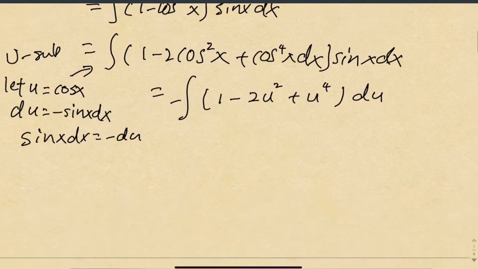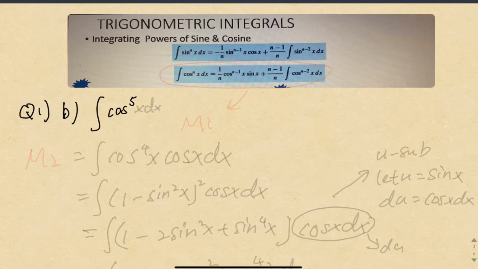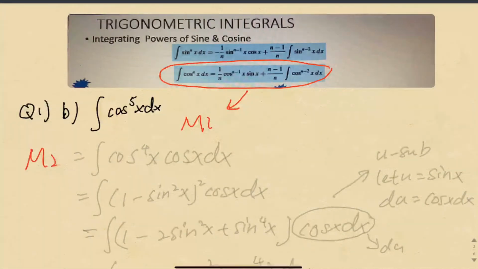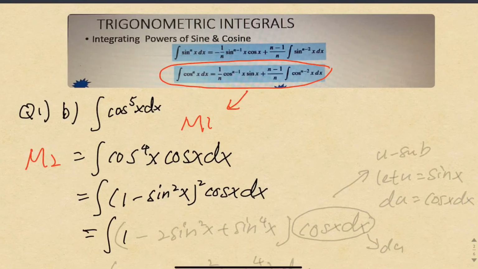So, question 1 part B is to solve the integral of cos to the power of 5x dx. Same thing: the first method is you can use this formula to solve it. Or the second method is you can split it up. It becomes cos to the power of 4x times cos x dx, like the previous question just now. Then you make this become 1 minus sine squared x, all squared. Okay, and then you expand it.